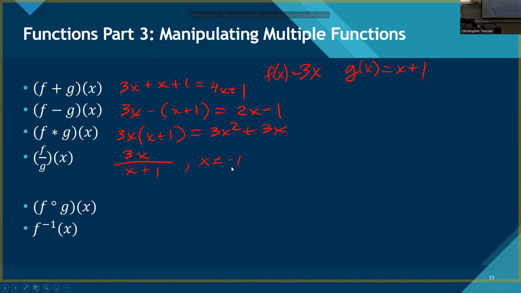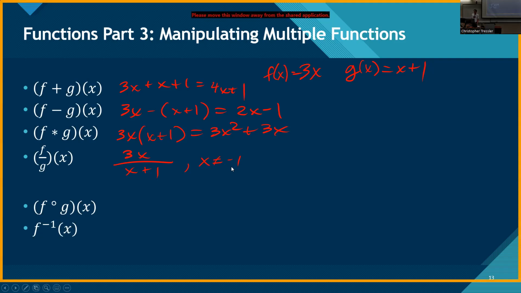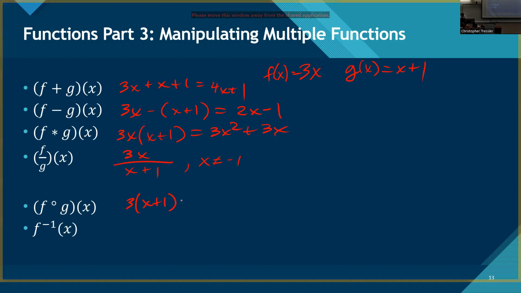Then we have f and this little open circle g. What does that mean? Do you guys remember? It's a composition, and what do we do for a composition? We're going to plug g of x into f of x. So f of x is 3x, right? Basically, we're going to take away this x and replace it with the function that is g of x. So it's going to be 3 times x plus 1, which is equal to 3x plus 3.